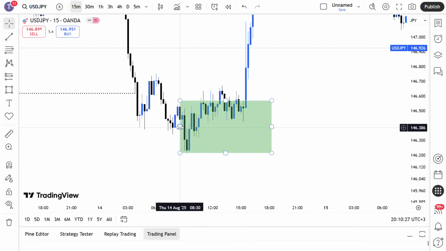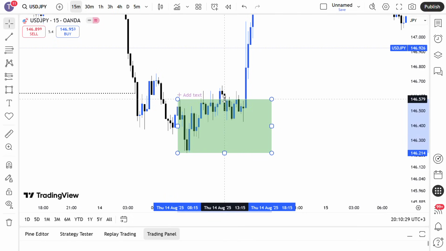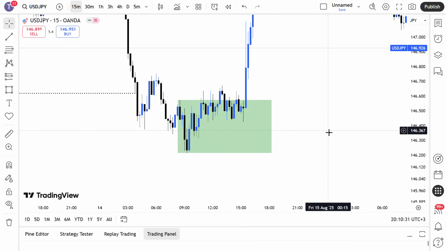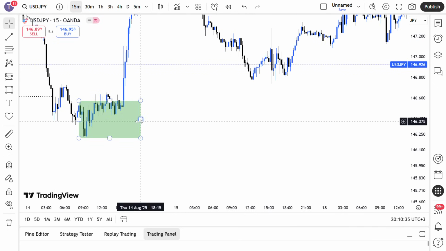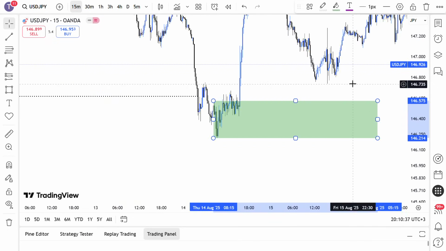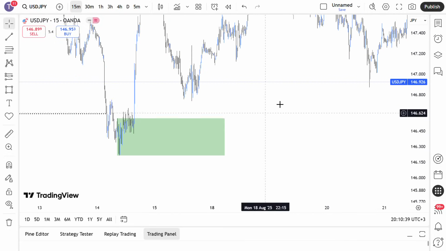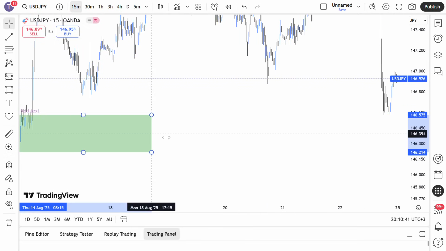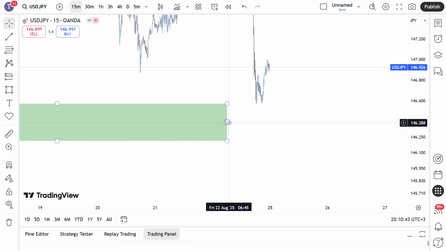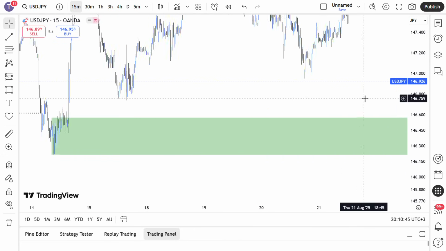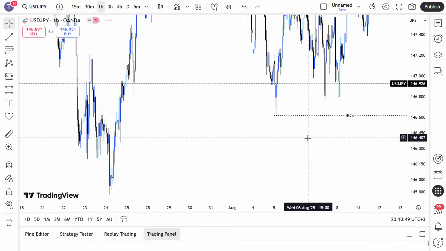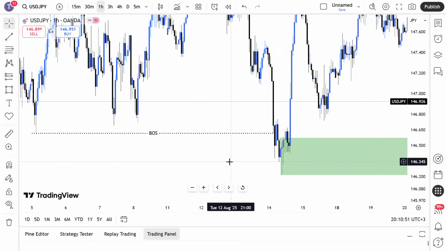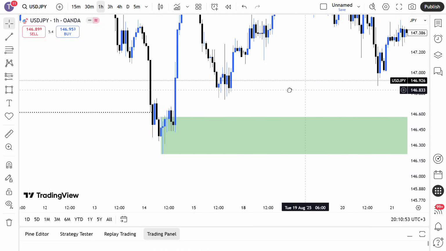Sorry, let me adjust it. So that is the last order flow, and that will be my point of interest. So I expect to see a very good change of character in my lower time frame. My entry model must be there. I want to see my entry model being validated before I take any trade from that area.